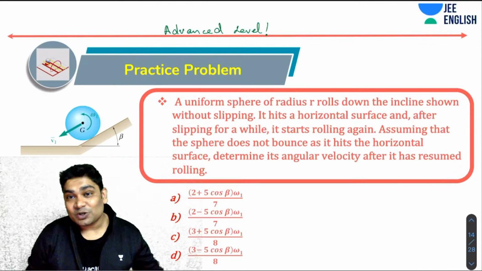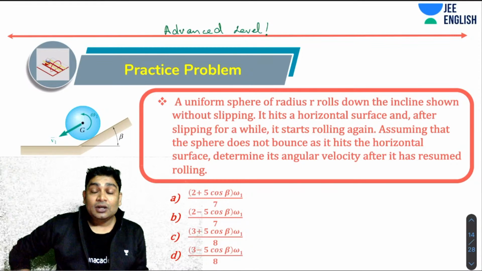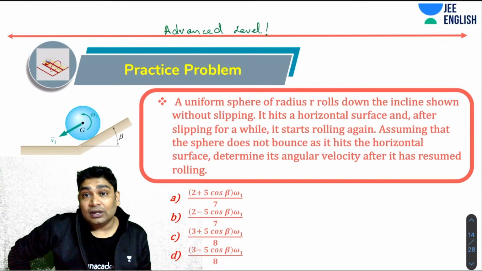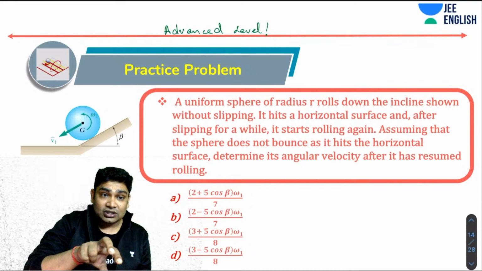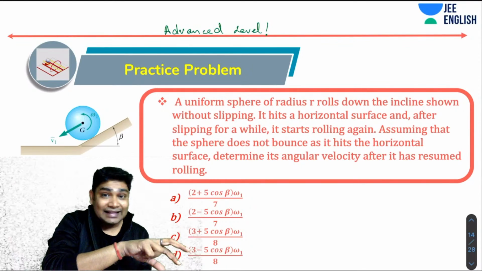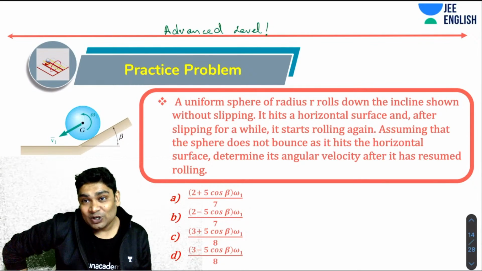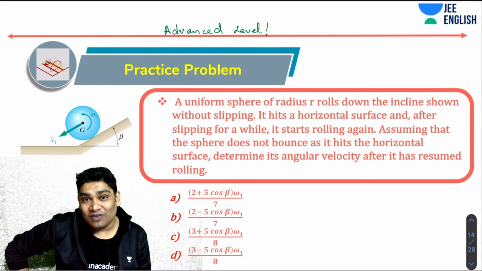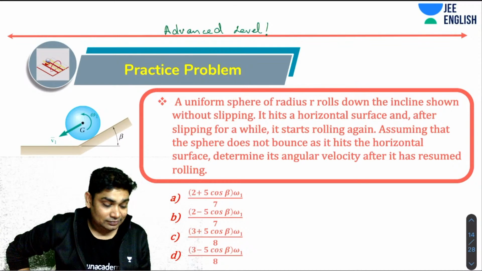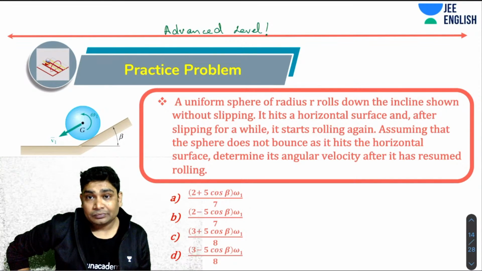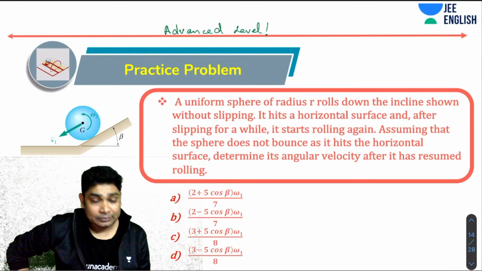Okay, how about this one, guys? So here, as I said, you've been told that the sphere is rolling down the incline, hits the horizontal surface, starts to slip for a while, and then starts to pure roll again. So when it starts to pure roll again, what will be its omega, if omega 1 is its initial omega? Okay, find the answer. Let's see.